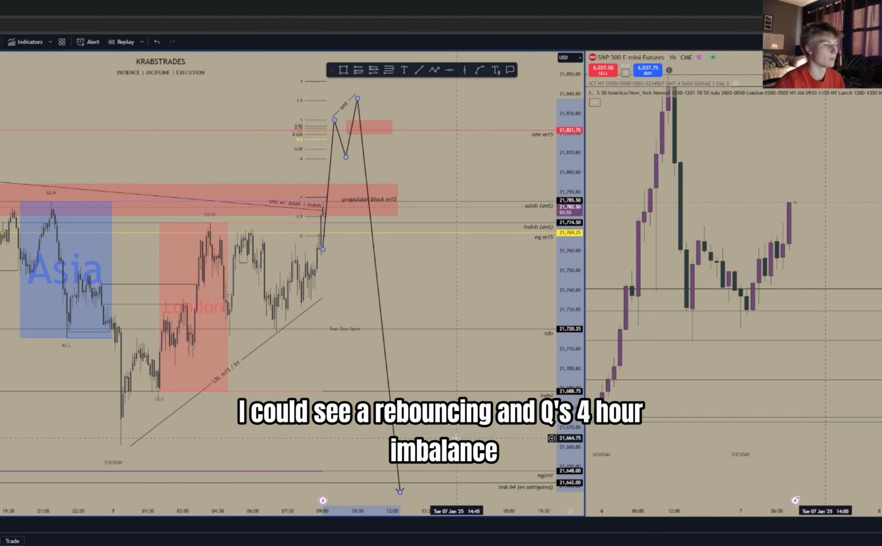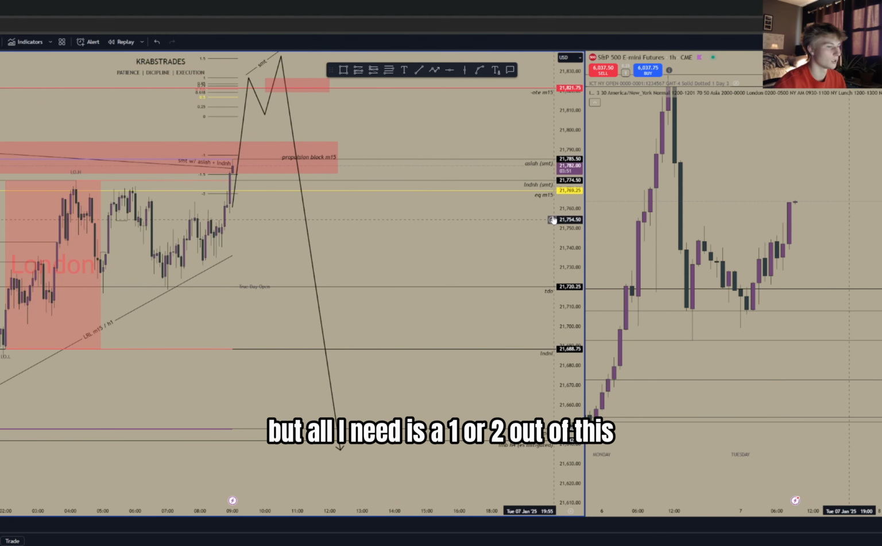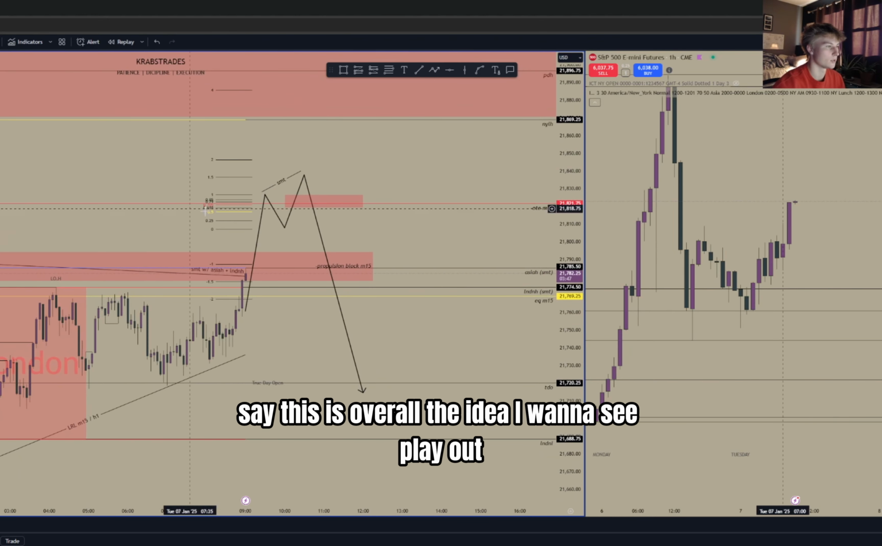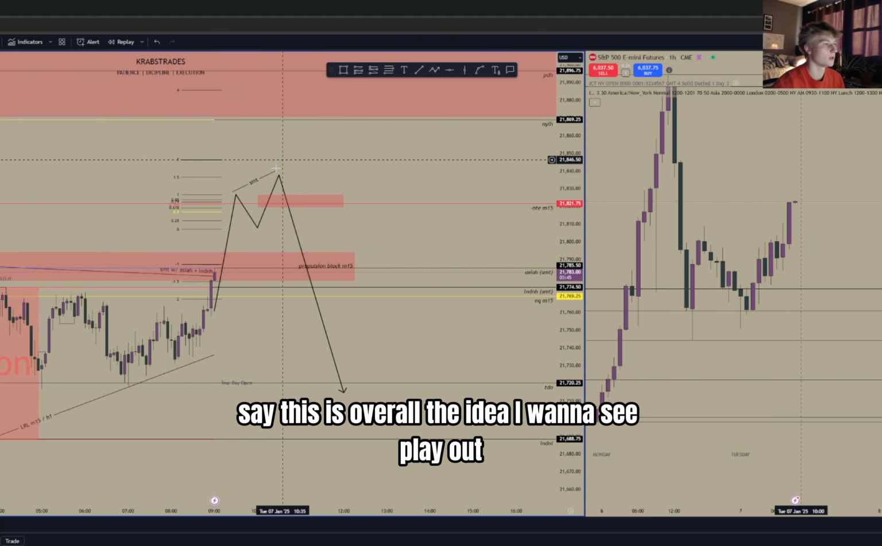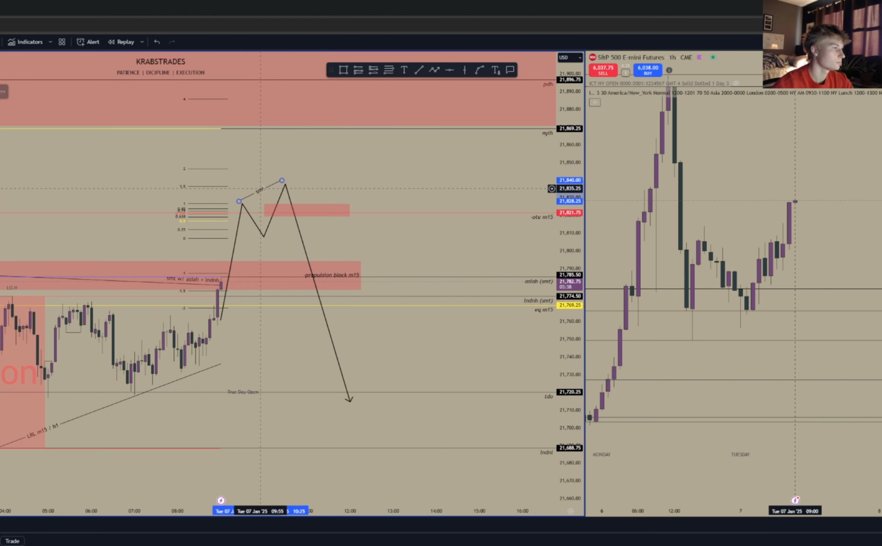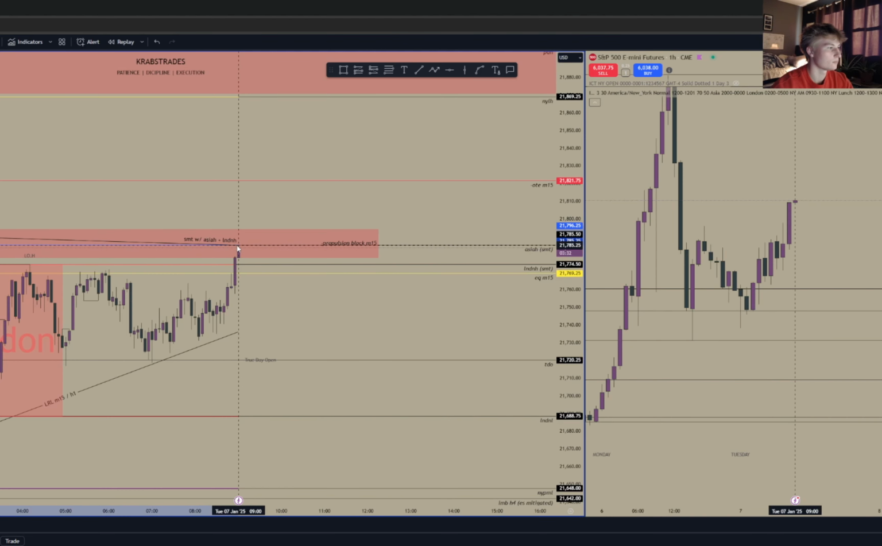Honestly, I could see it rebalancing NQ's 4-hour imbalance, but all I need is a 1 to 2 out of this. So this is overall the idea I want to see play out. But yeah. See if this SMT holds.